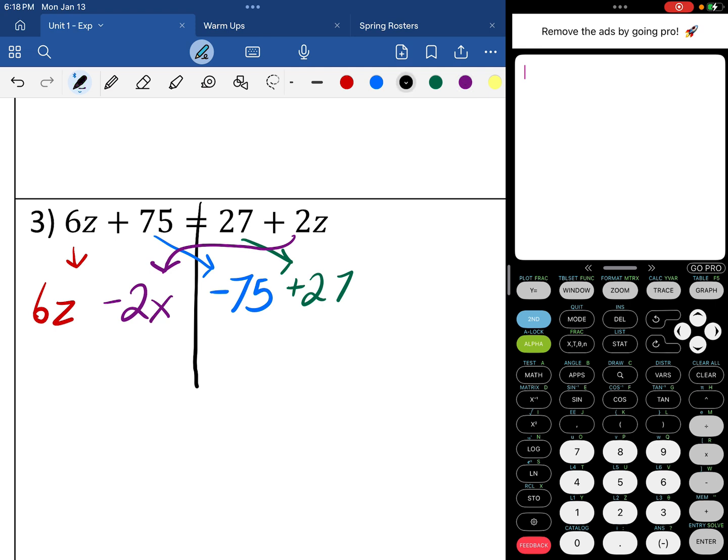Okay, let's start combining like terms. 6 minus 2, I don't know why I made that an x. Hold on one second. Oopsie. There's a z. All right, combine like terms. 6 minus 2, that's 4. His last name is Z.